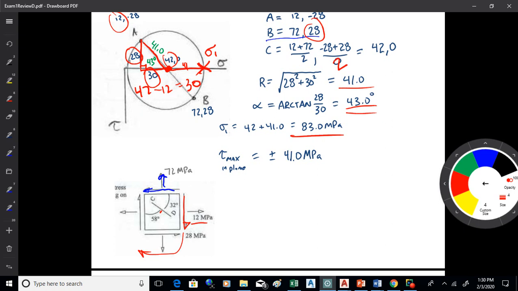And if I want the maximum shear, I just take the radius and put a plus or minus in front of it. So it's plus or minus 41. So that's the maximum tensile stress and the maximum shear in plane. Okay.